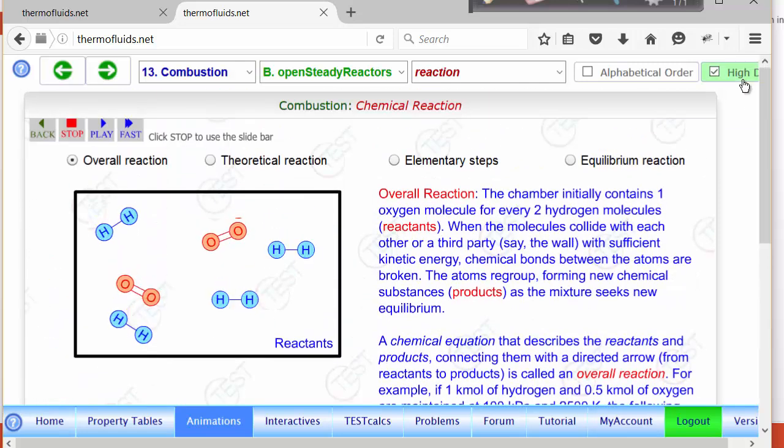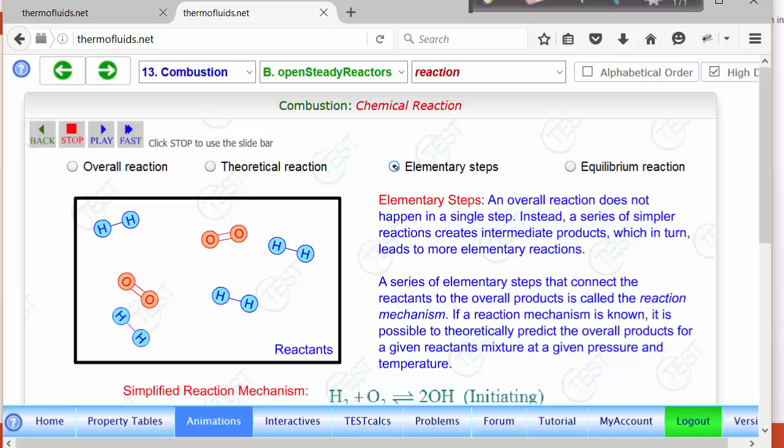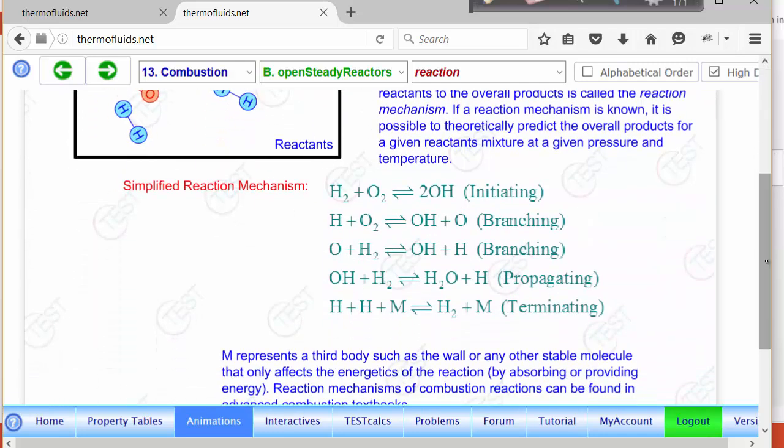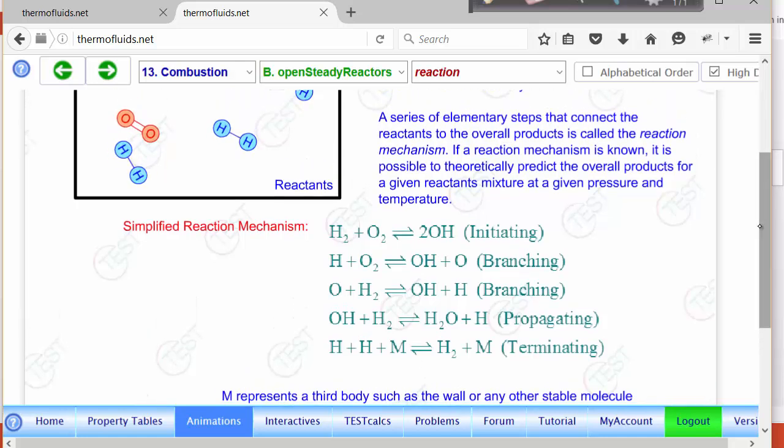On the other hand, what are elementary steps? Elementary steps mean actually what goes on in a reaction. In reality, hydrogen and oxygen may hit each other and produce OH, or it may produce OH and O. And you can see many different kinds of possibilities exist. Here we are showing only 5 of the reactions. And look at the special kind of arrow, the reversible arrow that is shown.